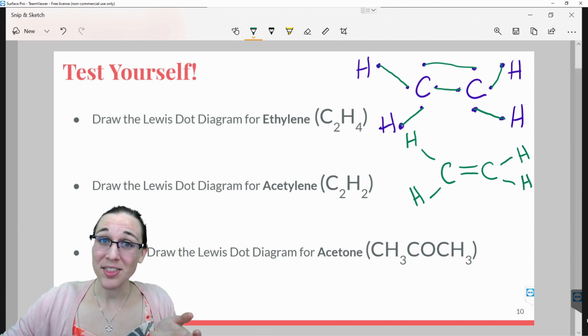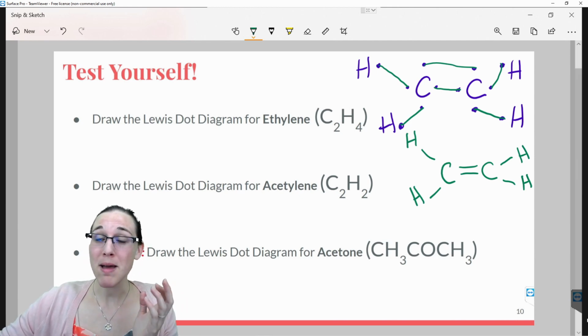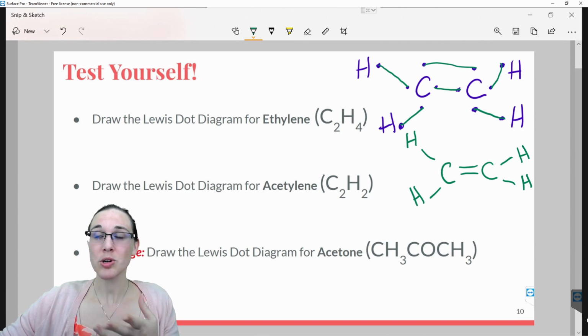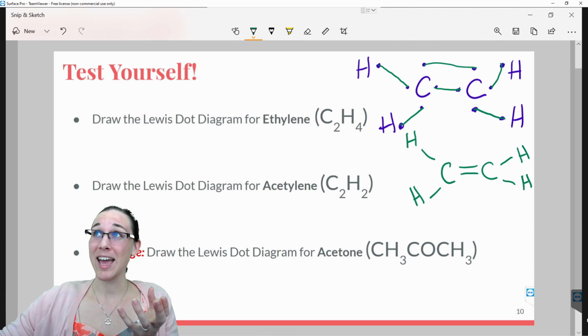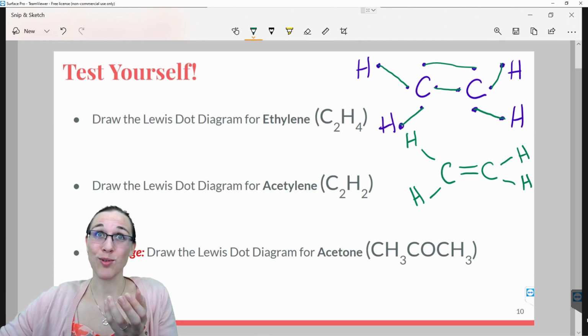Fun factoid about ethylene, it is one of the starting chemicals for many industrial syntheses, so creating other chemicals from it, and it's used to help ripen fruit. So it has kind of this musky odor to it, and it's a gas, and when you put fruit in contact with it, it helps ripen it faster.